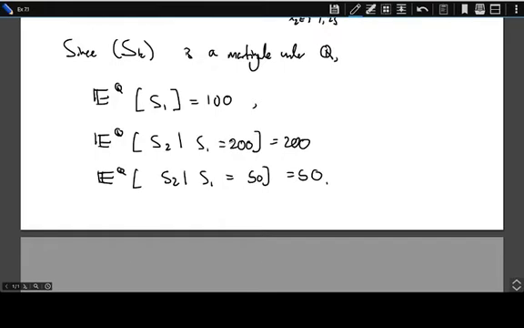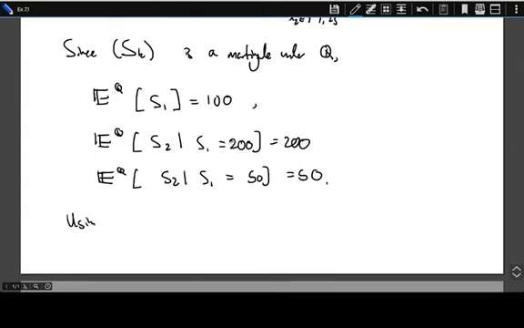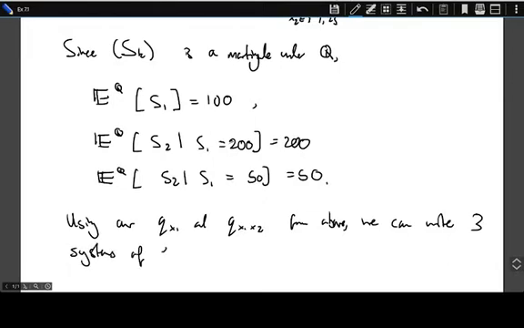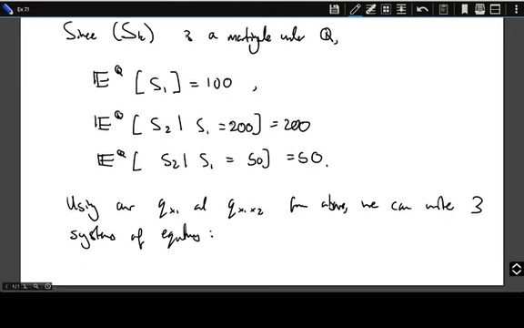This first, for example, comes because we have a martingale, so that's conditioning, although it's not given here explicitly, on the trivial sigma algebra, so the value of S0. So these are just from the martingale property and the values of S0, S1, S2 as given in the question, nothing to do with the probability measure P as of yet. So using our Qx1 and Qx1x2 from above, we can use these three results from the fact that Q is a martingale measure to write three systems of linear equations to help us deduce these constants for Q.